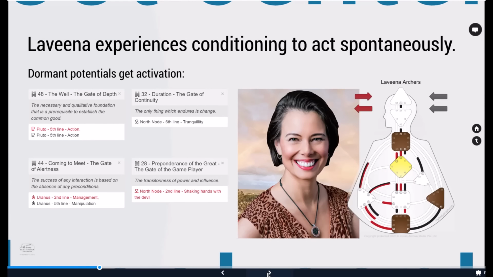Lavina, you experience the conditioning to act spontaneously, because what happens when Oren is around, he defines your splenic center. So there's all these traits, the well, duration, Pluto, North Node, Uranus, another North Node. So a lot of your environmental frequency gets turned on when you're with Oren. You feel safer, more secure. But what happens is, because of his spontaneous ability, he's got quick thinking, lightning fast reflexes.